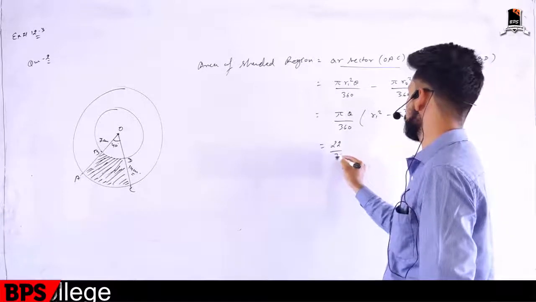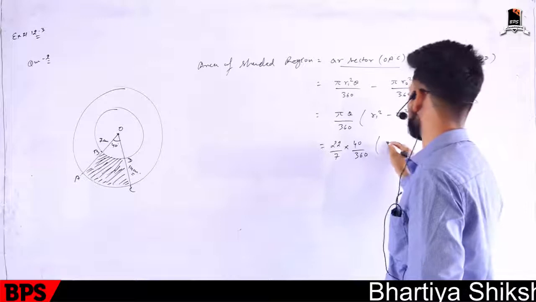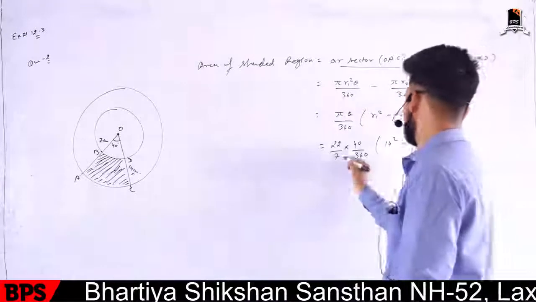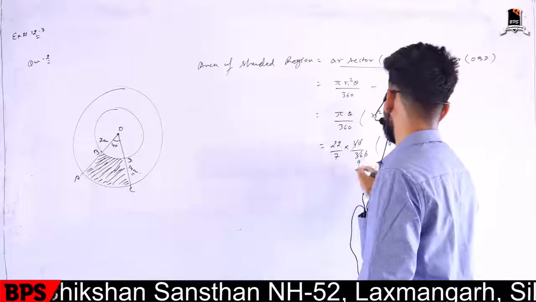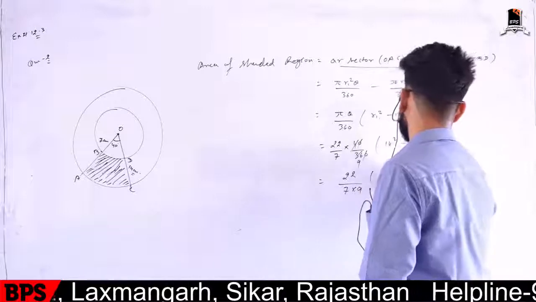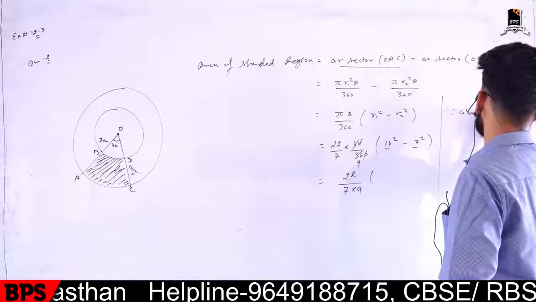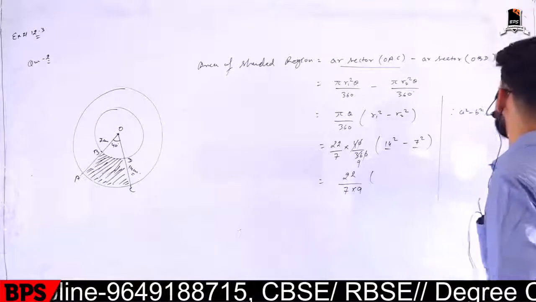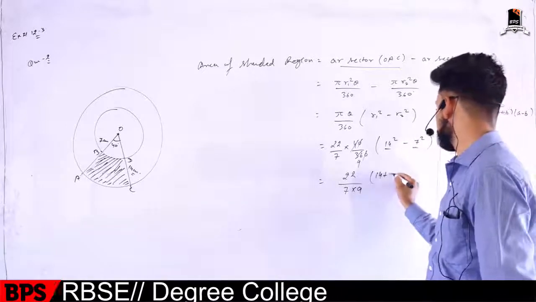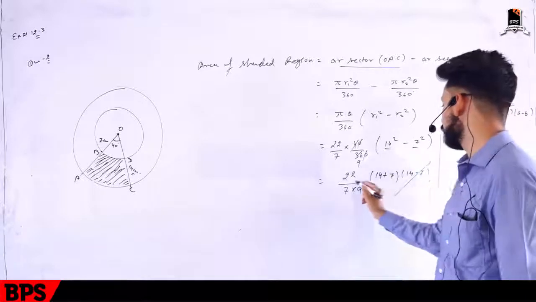Pi is 22 upon 7, theta 40 upon 360, into r1, 14 square minus 7 square. Now 0 and 0 cancel, that is 9 times, so 22 upon 7 into 9. Then a square minus b square is equal to a plus b and a minus b. So 14 plus 7 and 14 minus 7, and 7 and 7 cancel.